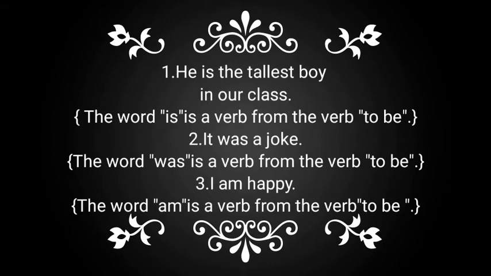He is the tallest boy in our class. The word is a verb from the verb to be. It was a joke. The word was is a verb from the verb to be. I am happy. The word am is a verb from the verb to be.